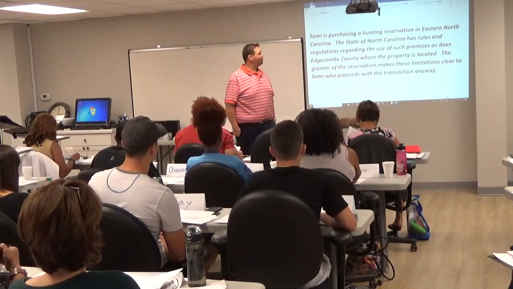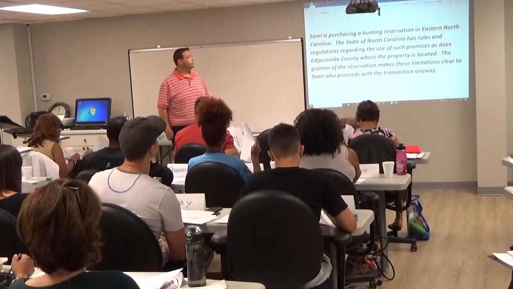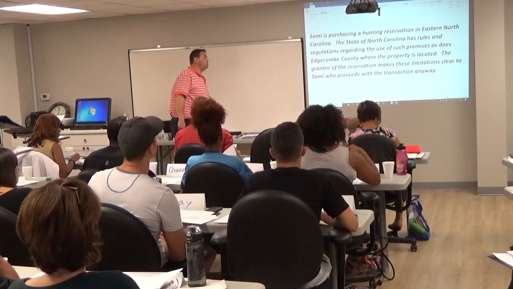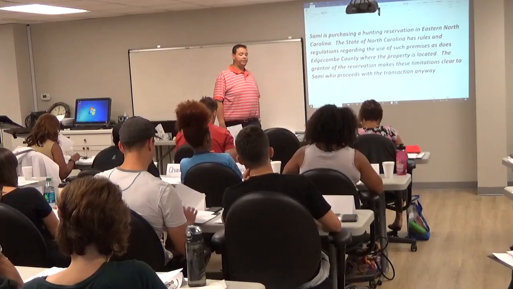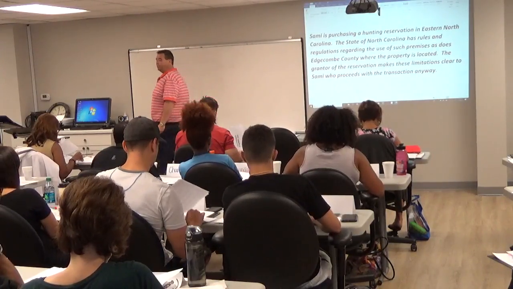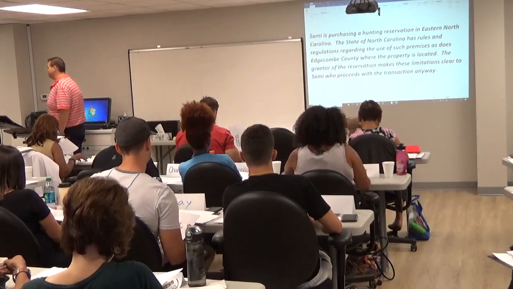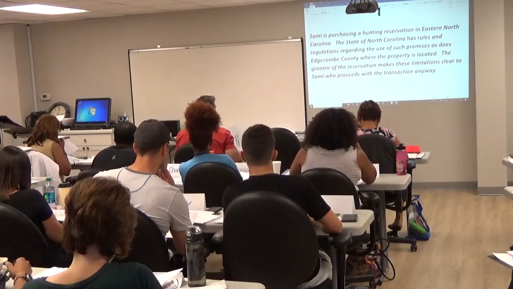So Sammy is purchasing some hunting land. The state has rules, the county has rules. The grantor tells Sammy about the rules, and Sammy buys it anyway. Ask yourself the same series of questions. Did the grantor limit anything? If so, what did they limit?